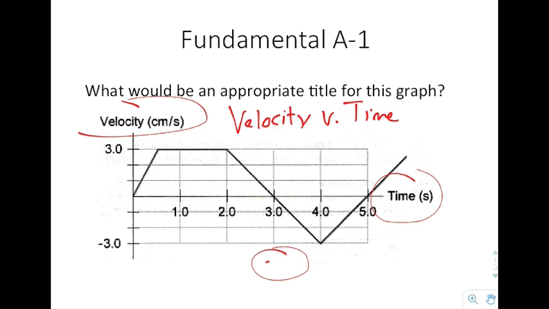And then you need a "for" something. So this is velocity versus time for a car, or for a toy car, or for a ball rolling along a ramp, or something along those lines. But you should say velocity versus time for, and then you can make up the rest of the title based on what the experiment is.